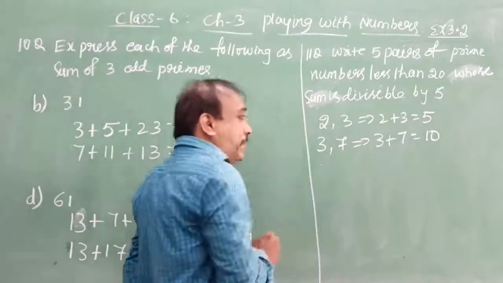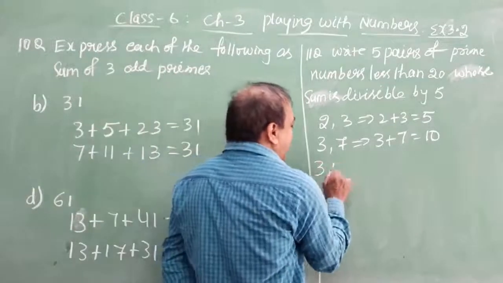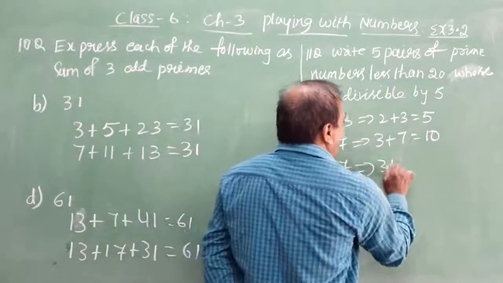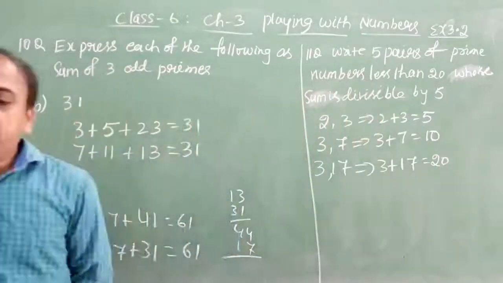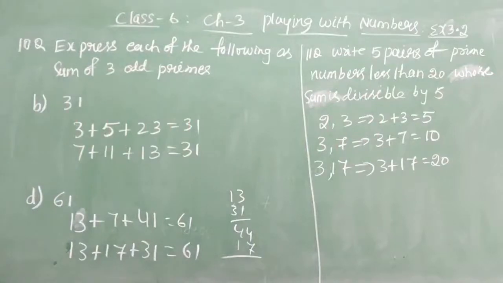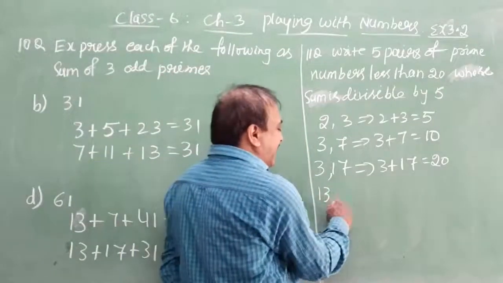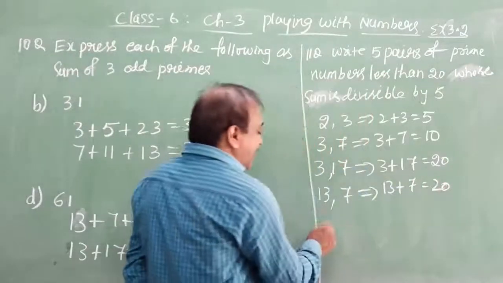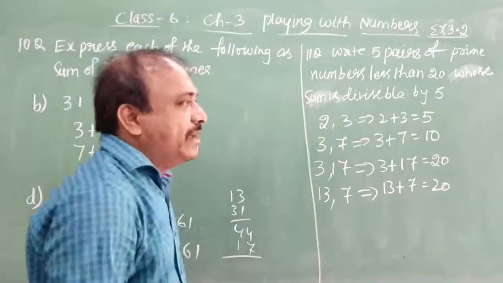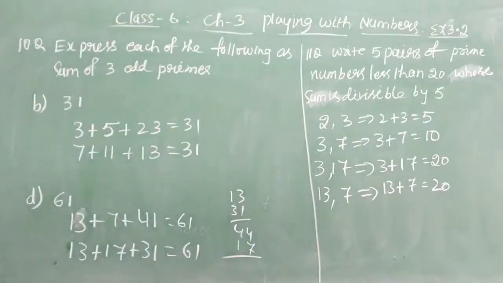Now 11 plus any other number? No. 17 plus 3, so 3, 17. Check it: 3 plus 17 is 20. It is divisible by 5. Next, 13 and 7: 13 plus 7 is 20. Next, 19 or any other number. Is there any possibility with 19? 19 plus 1, so you won't get one with 19.